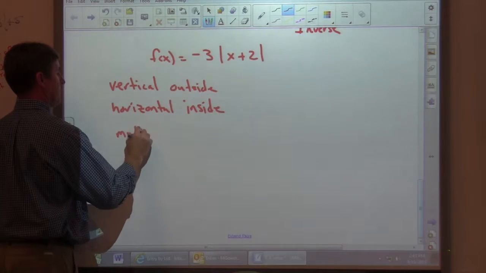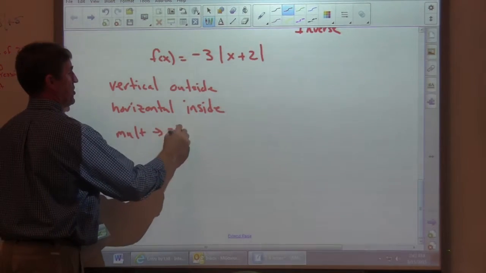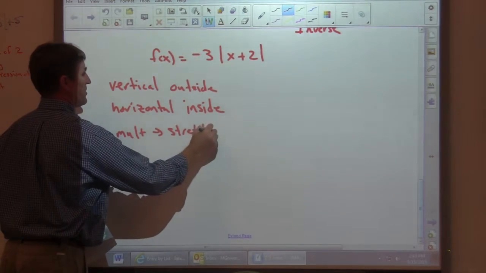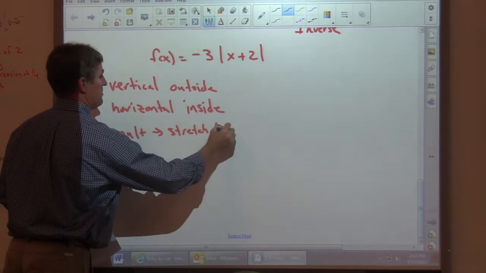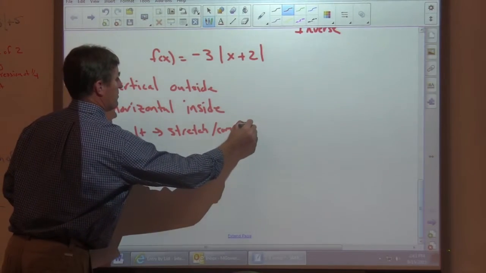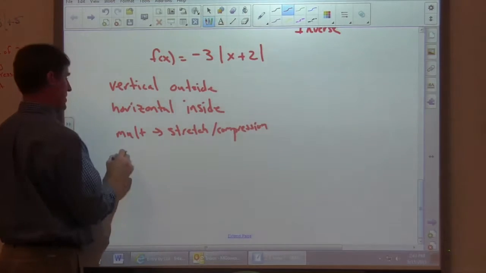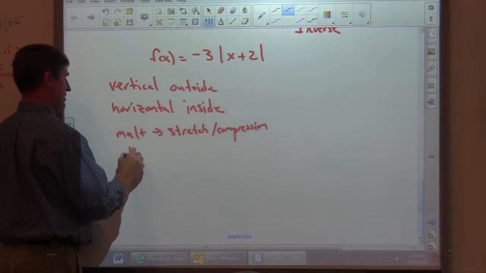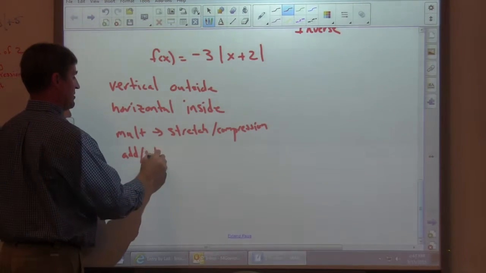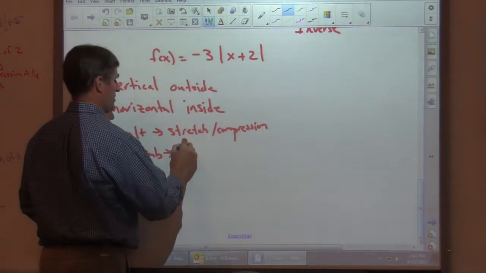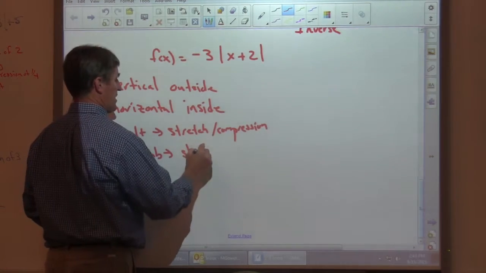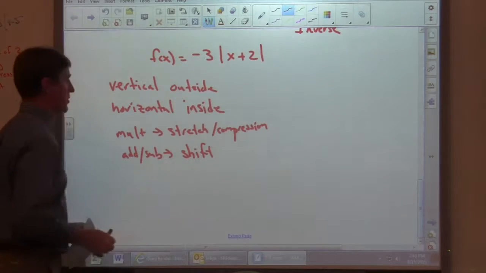Multiplication, stretch or compression. Addition, subtraction is a shift, or slide, or translation. Okay?